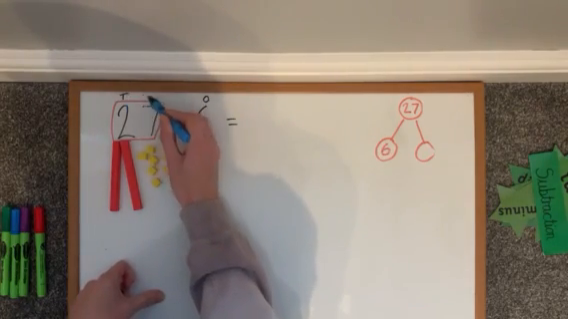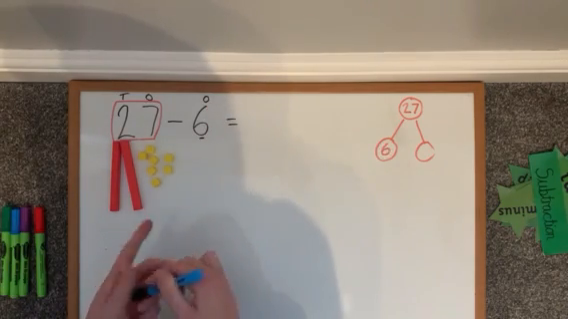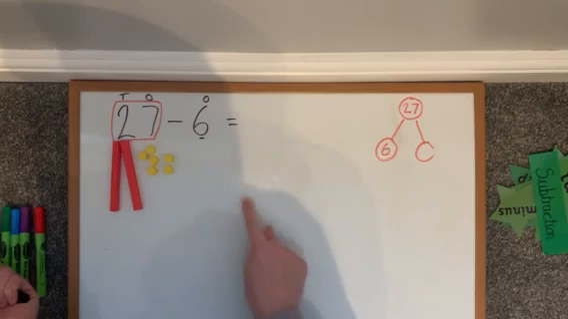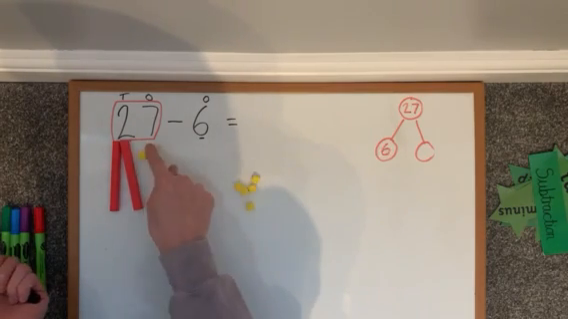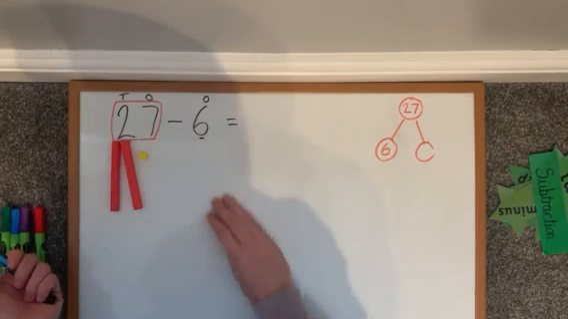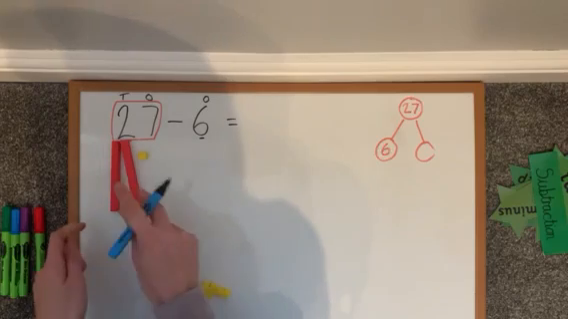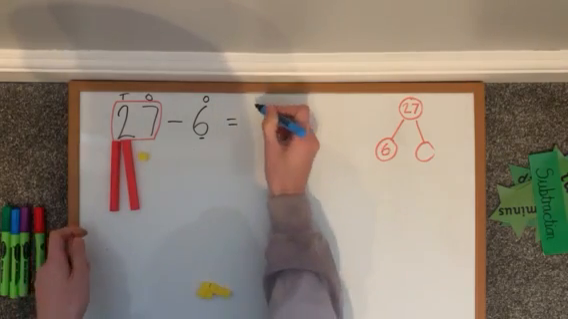So we've got 10s and 1s here. If we've only got one digit, that means we only have 1s. So take away 6 ones. 1, 2, 3, 4, 5, 6. So I'm not adding any more on. I'm taking away from the ones I've got. So that means we are left with 10, 20, 21.